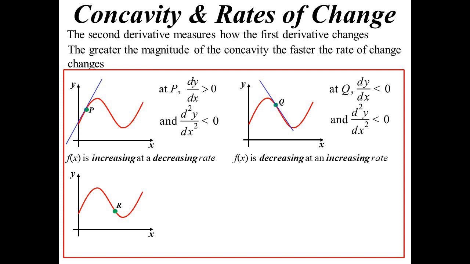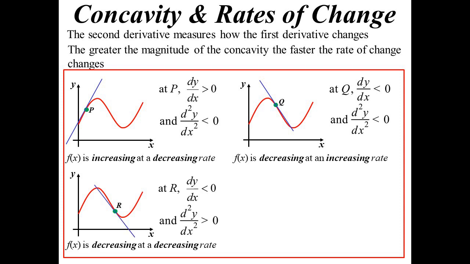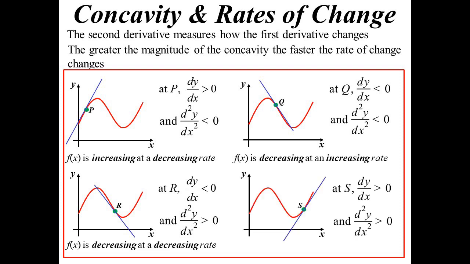This one here at R, it's decreasing. They're opposite in sign, so therefore it's decreasing at a decreasing rate. They're both positive, so it's increasing at an increasing rate. Right? So essentially, if the signs are the same, it's at an increasing rate. If the signs are different, it's at a decreasing rate.